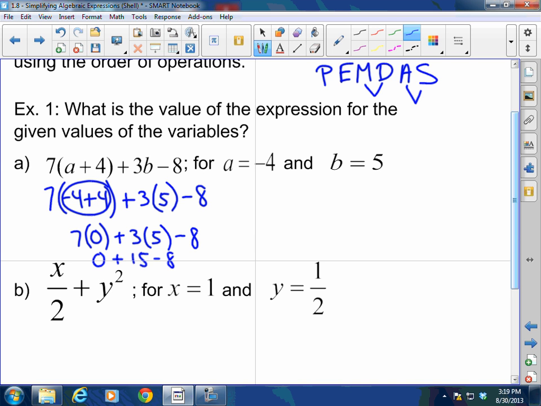Now I add and subtract in order from left to right. 0 plus 15 is 15. 15 minus 8 equals 7.